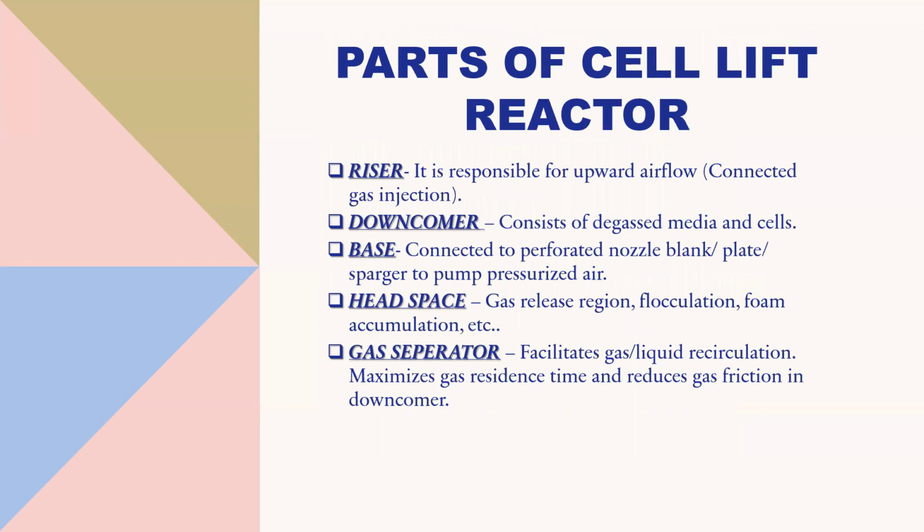There are many parts of the airlift reactor, a few of which are: 1. The riser. It is responsible for upward airflow. 2. Downcomer, which consists of degassed media and cells. 3. Base, which is connected to a perforated nozzle plate or a sparger to pump pressurized air. 4. Headspace, which consists of the foam accumulation. And 5. The gas separator, which facilitates the liquid or gas recirculation within the reactor.